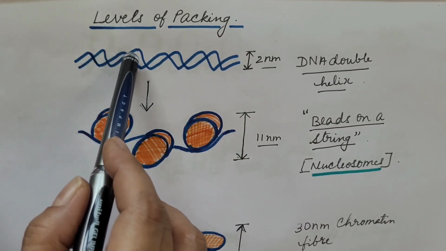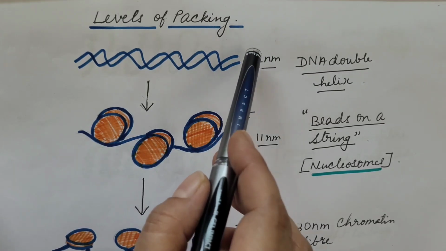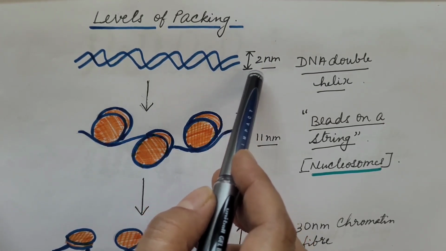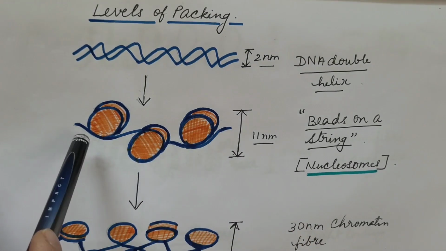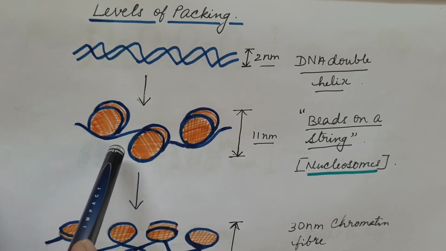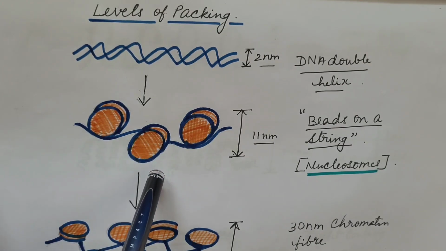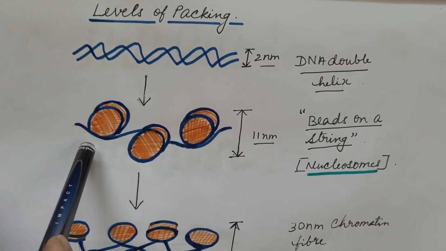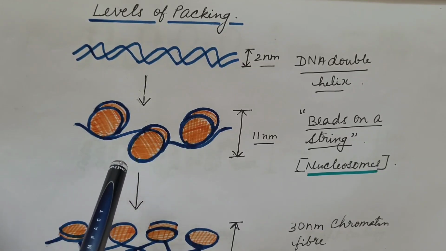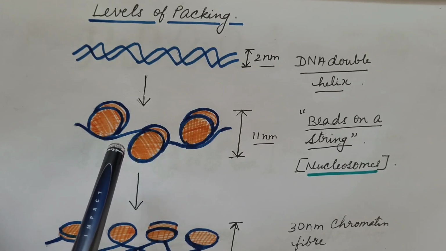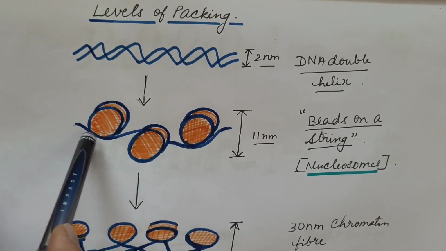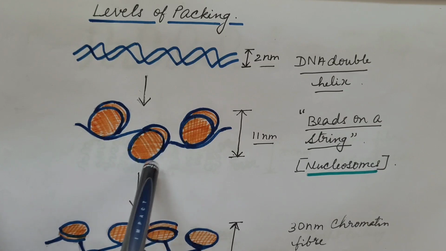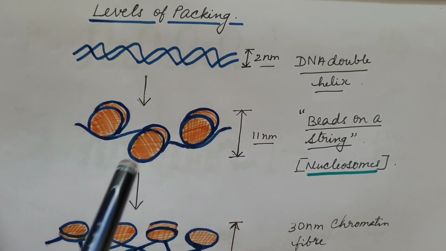This is the double helix of DNA, which has the width of 2 nanometer. In the next level of packaging, DNA is complexed with histones, and these histones form nucleosomes. Each nucleosome is an octamer of 4 different types of histones, and DNA is wrapped around these nucleosomes.